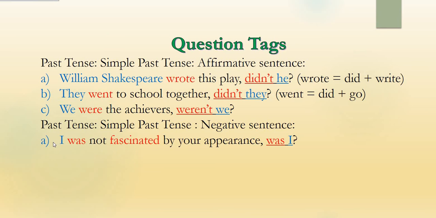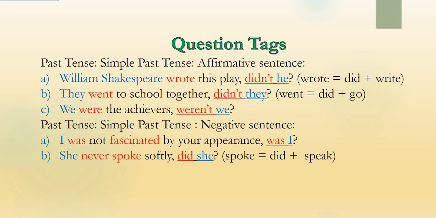Simple past tense. Negative sentence. I was not fascinated by your appearance. Was I? Omit not. She never spoke softly. Did she? Spoke should be broken up into did plus speak. Never should be omitted. Did she? India did not support war. Did it? Here India is a place, so I have considered it as a neuter. If you consider India as a motherland female, then you can say did she.